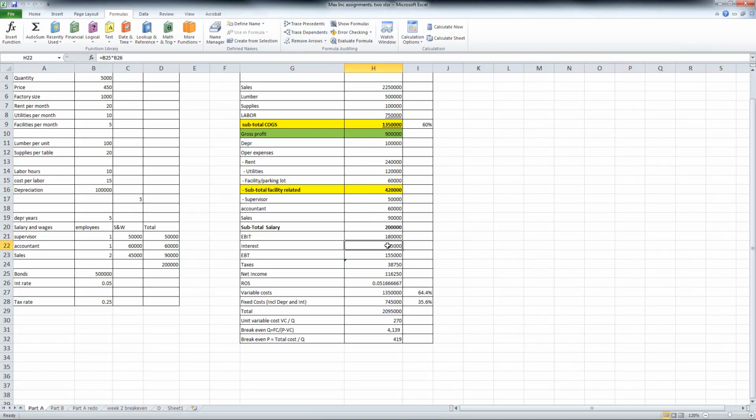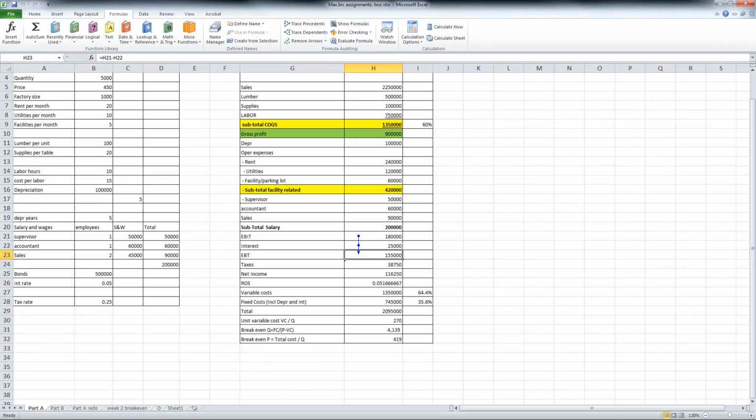Once we have done that, now we have to figure out the interest, which is the money we are paying, an interest only loan in this case. So we need to know the amount of money we are borrowing, which is $500,000, and the interest rate is 5%, so we get $25,000. Now EBT is the earnings before taxes, or profit before taxes. So we take the EBIT and subtract the interest from it, and we get the earnings before taxes.